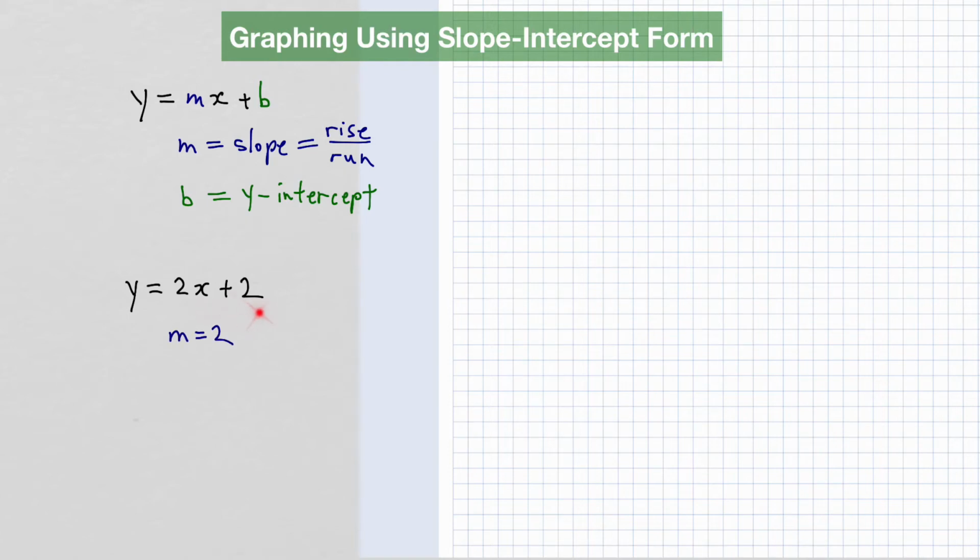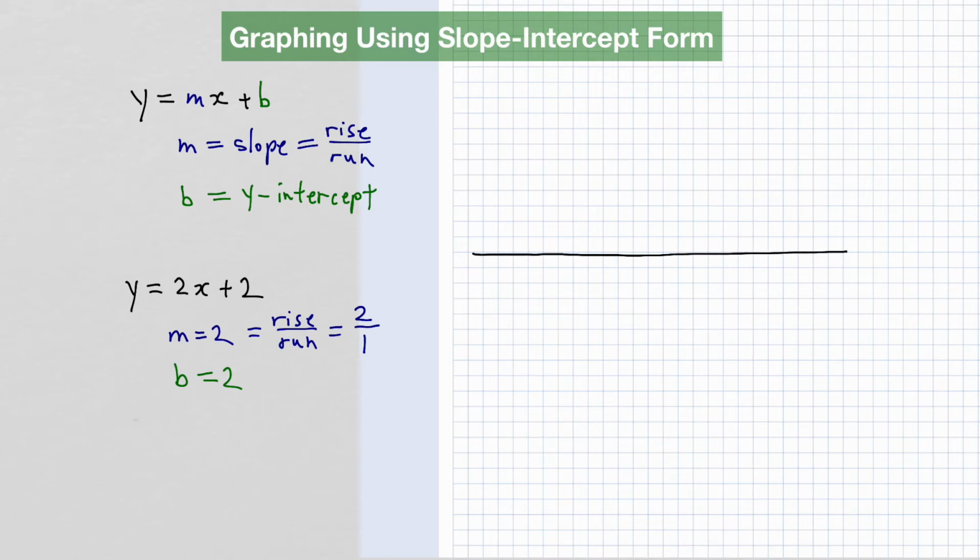And then this other 2, which is not a coefficient of anything, it's just either an integer or a rational number by itself, we call that our y-intercept. So we'll label that as b is equal to 2. Now, going back to the slope-intercept, we know that it is rise over run. Since our slope is 2, we know that we're going to need to rise 2 and run 1 space. So let's go ahead and graph this.